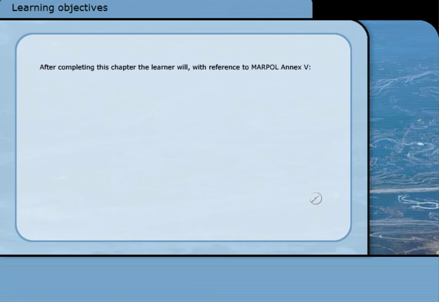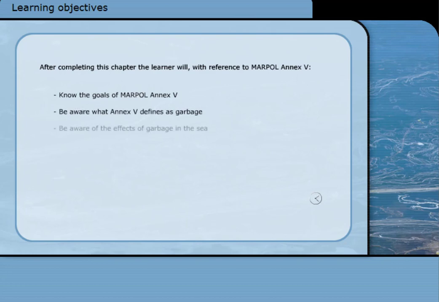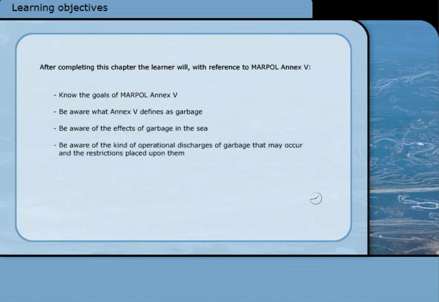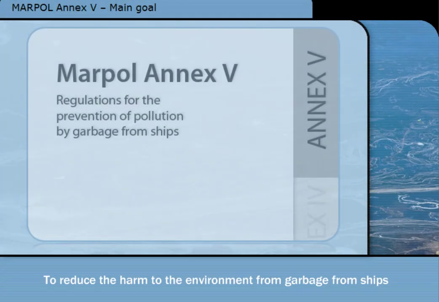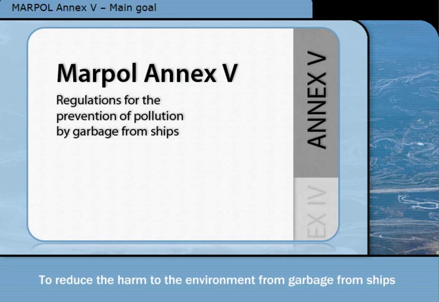After completing this chapter, the learner will, with reference to MARPOL Annex 5, know the goals of MARPOL Annex 5, be aware what Annex 5 defines as garbage, be aware of the effects of garbage in the sea, be aware of the kind of operational discharges of garbage that may occur and the restrictions placed upon them, be aware that Annex 5 defines special areas, be aware of the kind of accidental discharges of garbage that may occur and the measures in place to minimize them. The main goal of MARPOL Annex 5 is to reduce the harm to the environment from garbage from ships.